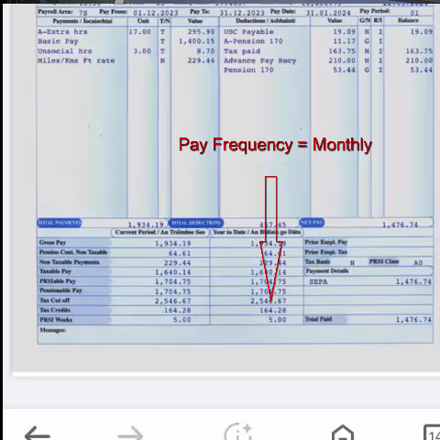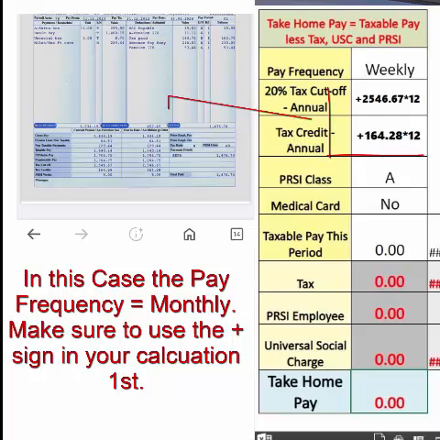You must use the plus sign in front of the calculation. So it's plus whatever weekly tax credit you have or weekly standard rate cutoff point and multiply by 52 to get the yearly. Likewise, if you're fortnightly, you take the fortnightly tax credit or standard rate cutoff point and multiply by 26. And if it's monthly, you take the monthly tax credit and multiply by 12. And if it's 4-weekly, you take the 4-weekly amount and multiply it by 13. This, as I said, is a cheat or a fast way around it, or the lazy person's way around it.